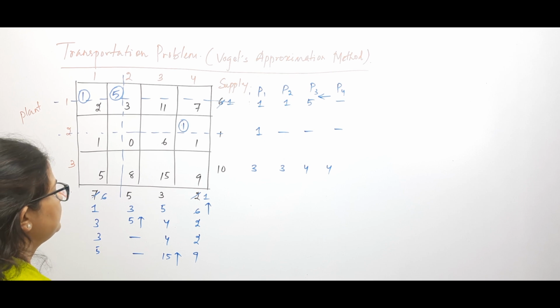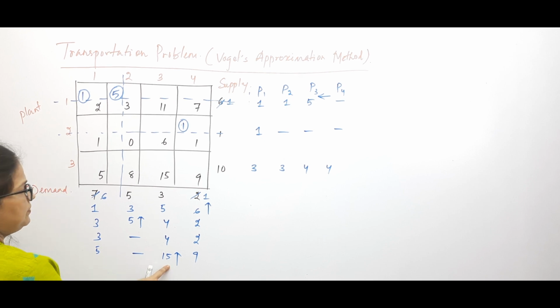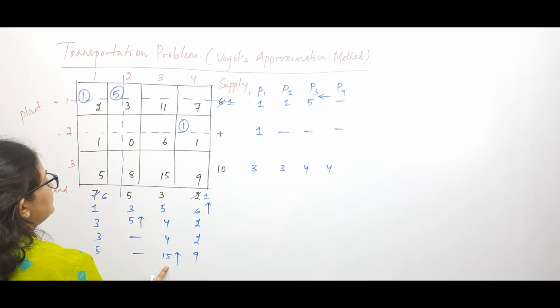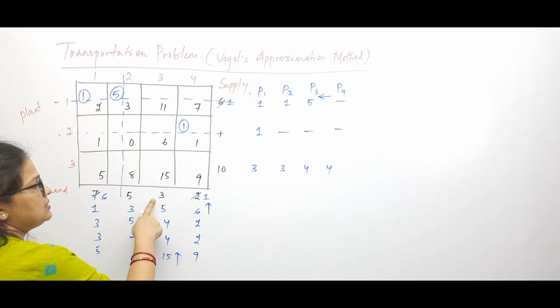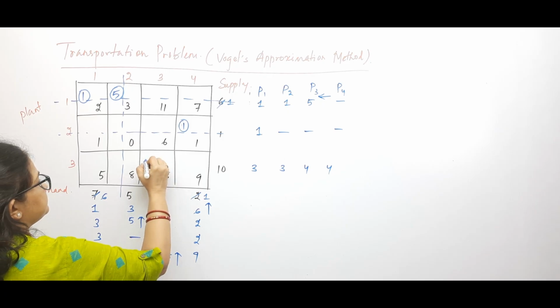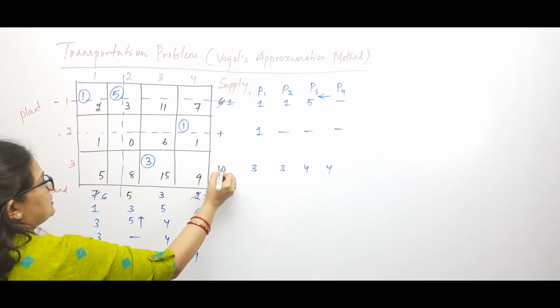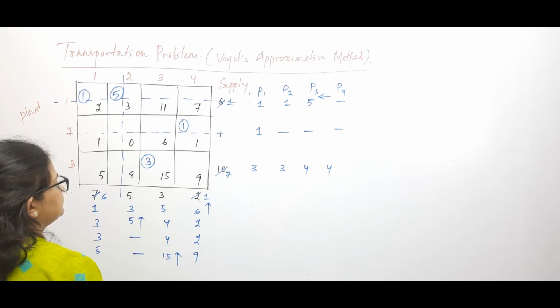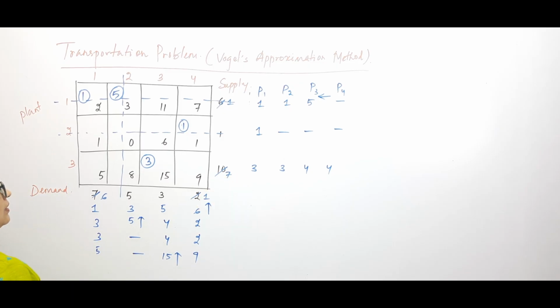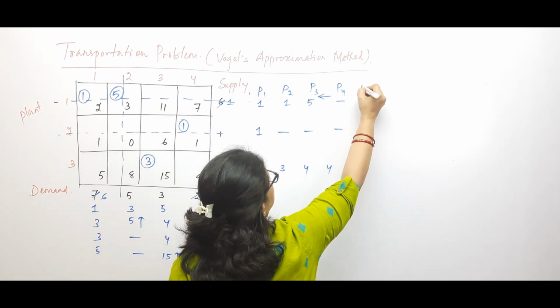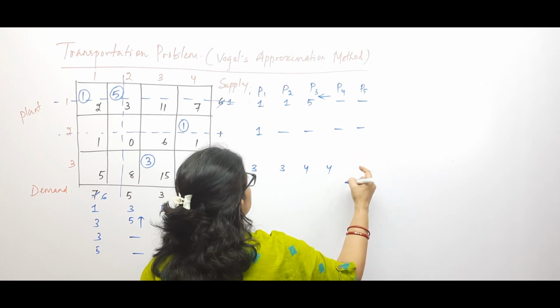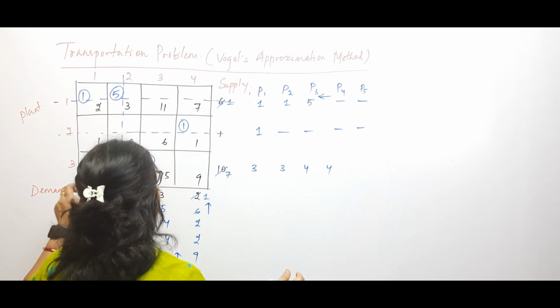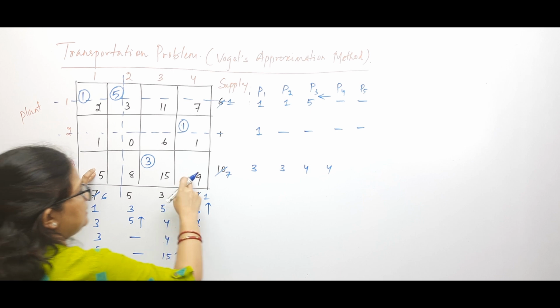So we need to allocate here. If it is 15, so how much we can allocate here? We can allocate here 3. Because the demand is 3. This becomes 7. Okay. Next we have to do P5. Here no allocation done. Here the difference is, this is 5 and 9, 4.